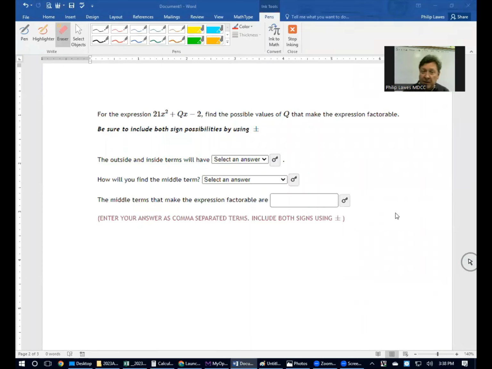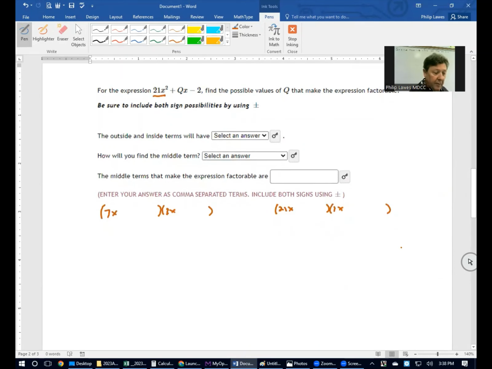All right, so we're going to revisit factoring by trial and error, so to speak. We're going to look at the possible factors I could use to get 21x squared, and those are 7x for my first term and 3x for my first term, or 21x for my first term and 1x for my first term. Those are the only possible factors of 21, 7 times 3 and 21 times 1.